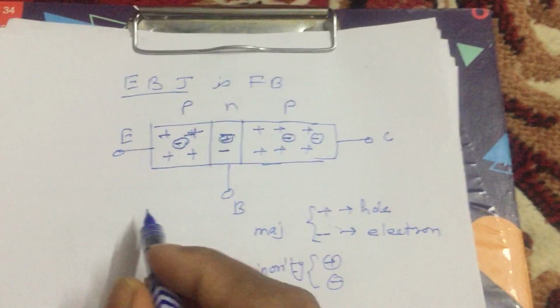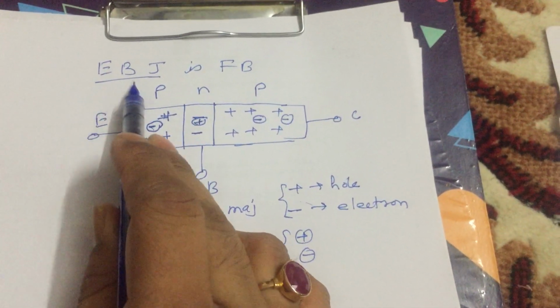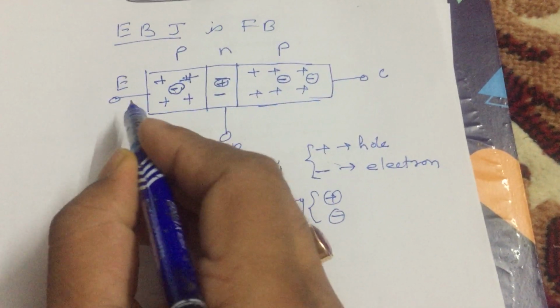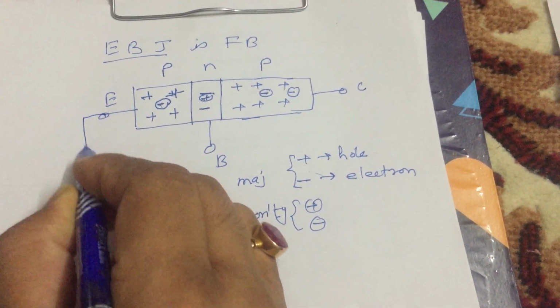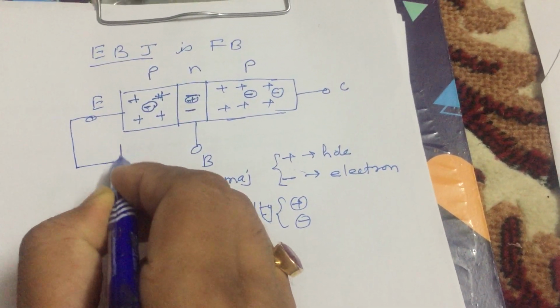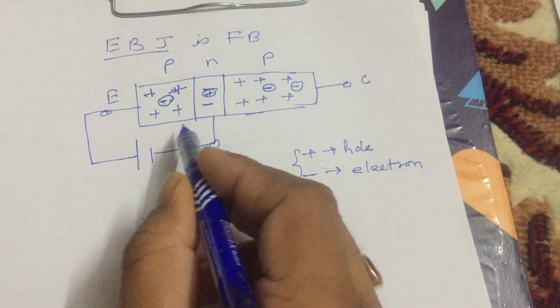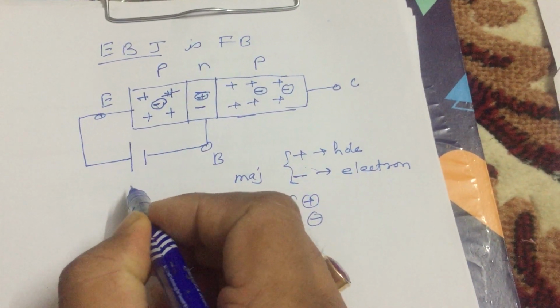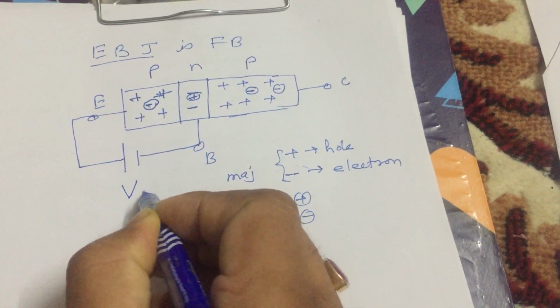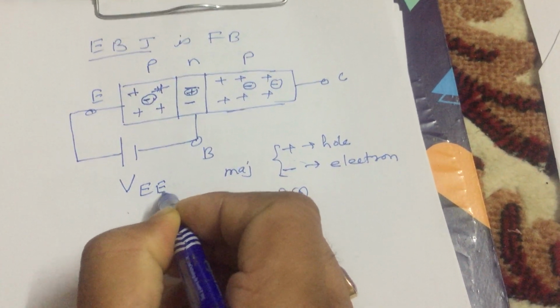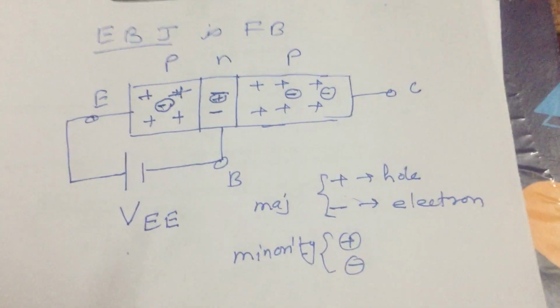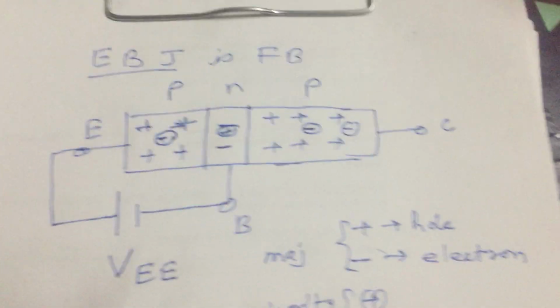It is generated from temperature. So first we are putting the emitter base junction in forward bias. I have already given you the notes. Forward bias means the emitter is connected to the plus battery and the base is connected to negative. This battery is known as VEE. This is the source battery.